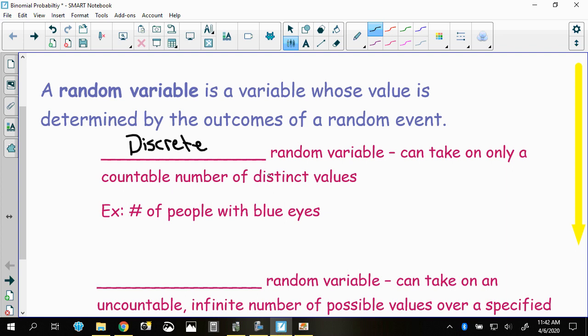Now this means that it contains a countable number. So you can't have 1.5 people with blue eyes. You can either have a whole person or not a person. So it's a 1, 2, 3, 4 situation. So that means discrete. It's countable.